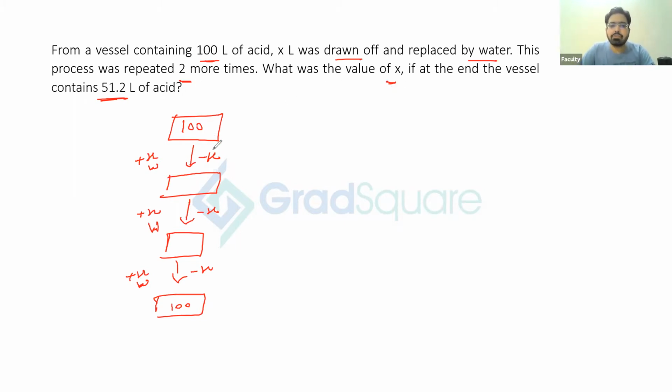Now I'm removing X out of 100. So what fraction am I removing? I'm removing X by 100. So what will I be left with? I will be left with 1 minus X by 100 of the ingredients over here. What was the ingredient over here? 100 liters of pure acid.